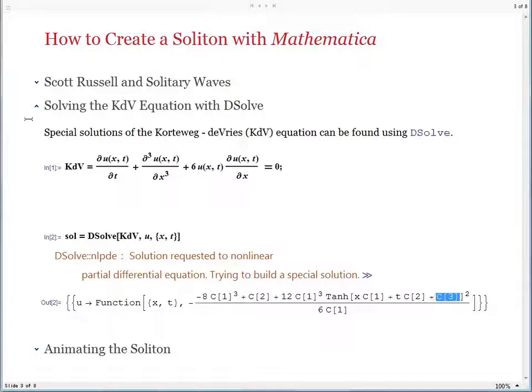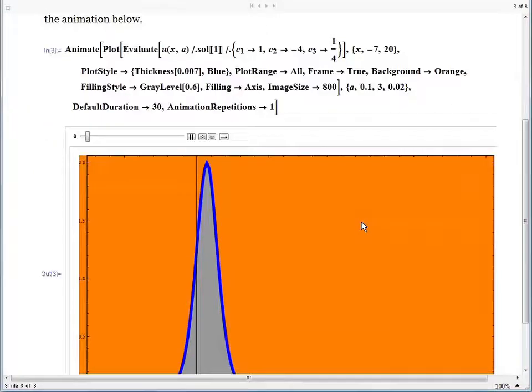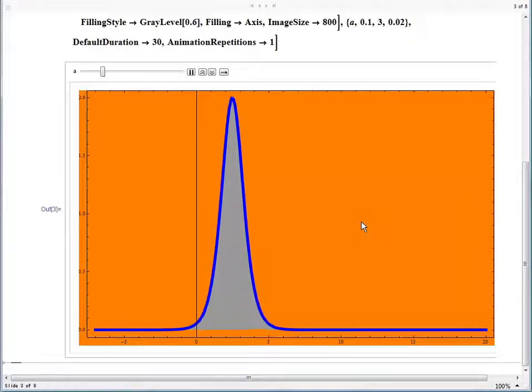But that's good enough for me because what I can do now is I can give special values to C1, C2, and C3. And then what I can do is I can run this animation for the solution, and what you see on your screen is a soliton of the type seen by Scott Russell on that day in 1834.